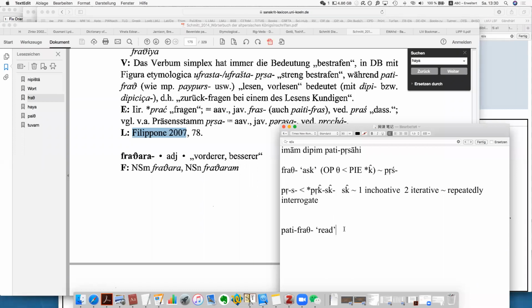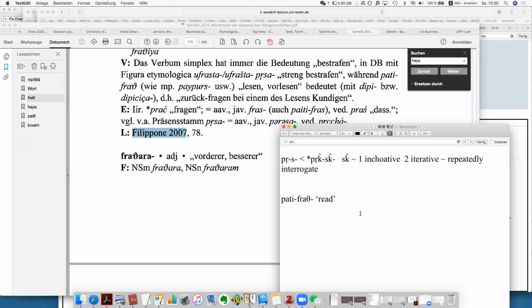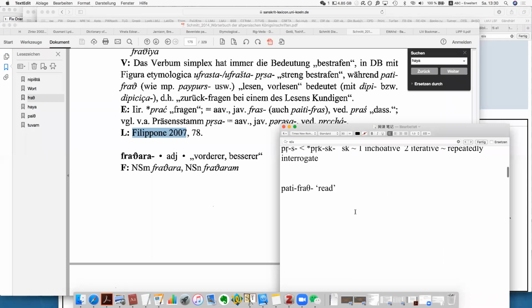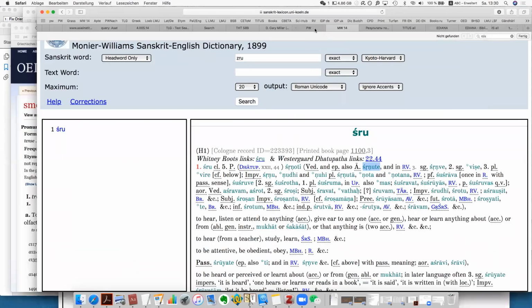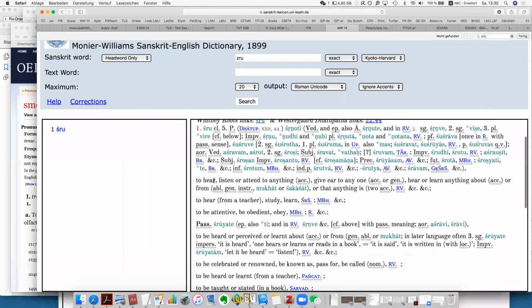Okay. So in order to explain this, let's first take a look at another related word, Sanskrit shru. So Sanskrit shru, if you check the Sanskrit dictionary, yeah, I already have it here, right? So it means to listen, to attend to something, to hear, to be attentive, right? So there's no problem. So it means to hear, yeah, right.